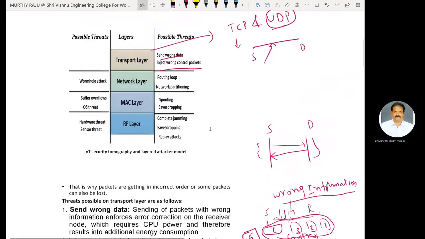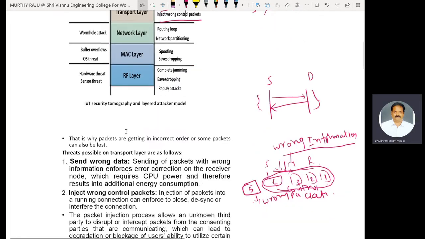These are the attacks. Possible threats: sending wrong data and injecting wrong control packets at the transport layer. Next one, coming to the network layer.